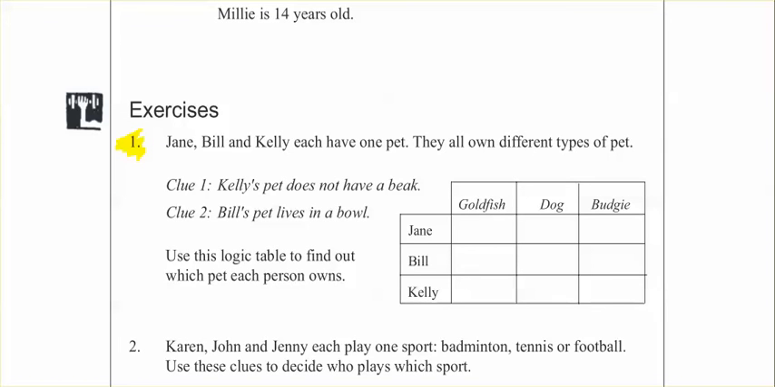Okay, we've done question 1. Thomas, you done it? Yep. Right, okay, let's have a look then. Let's fill this table in. Jane, Bill and Kelly each have 1 pet. They all own different types of pets, so we know we don't have 2 with a goldfish, for instance. That's one clue. Kelly's pet does not have a beak.